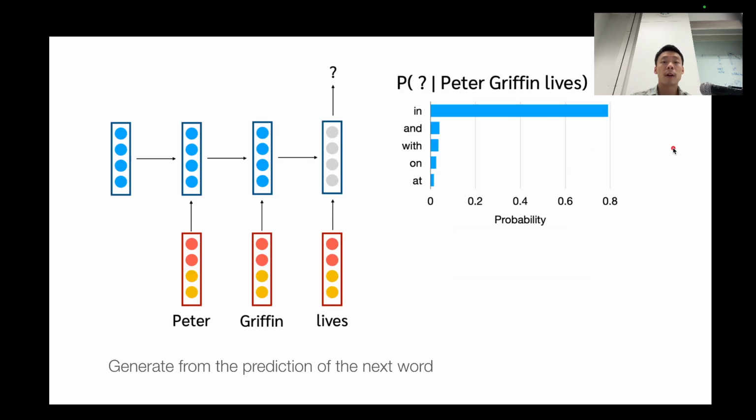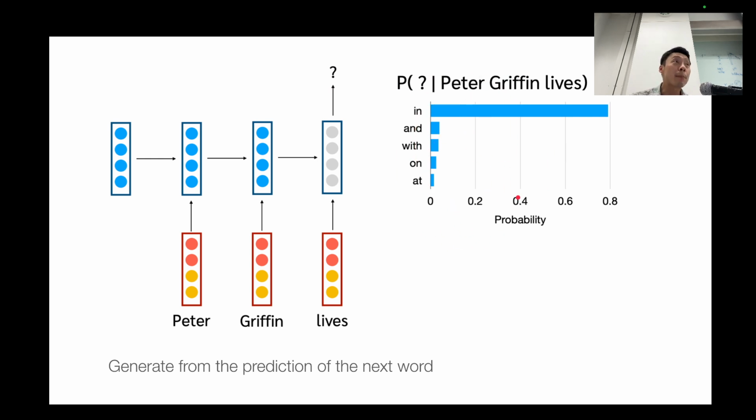All right. During inference time, that means when you actually need to use the model, then you need to process the hidden layer from left to right for each time step, from the first word to the next word to the next word. So suppose you have the context, Peter Griffin lives, it should try to predict the right probability like so, right? And from here, you would sample from this probability.